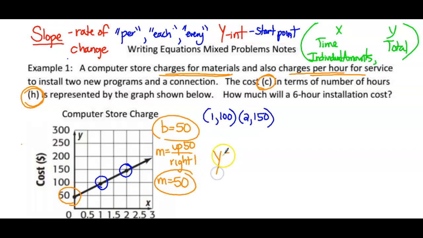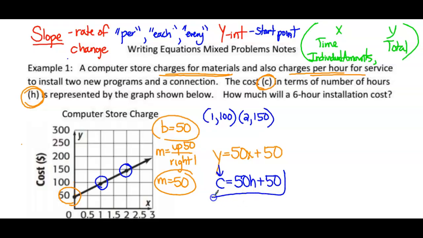I'm going to write y equals 50x plus 50. But I have to recall that my equation cannot be written like that because I have to have a c and an h. So I'm going to replace this y with c equals 50h plus 50. And there's the first thing I need for this problem.